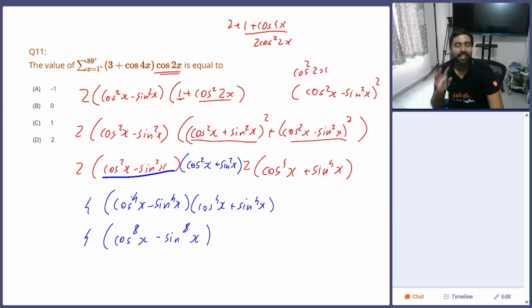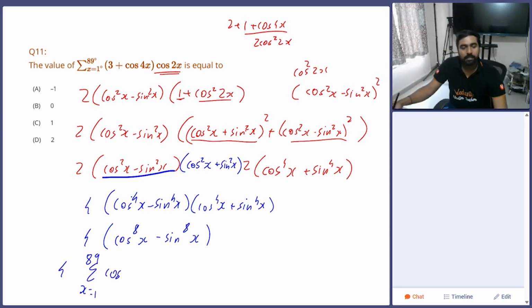Finally, we are at a point where, okay, some breathing room we have got, and we are able to express it into a relatively manageable format. Now the question is, let's take the 2 outside. Summation x equal to 1 to 89 cos x power 8 minus summation x equal to 1 to 89 sin x power 8.